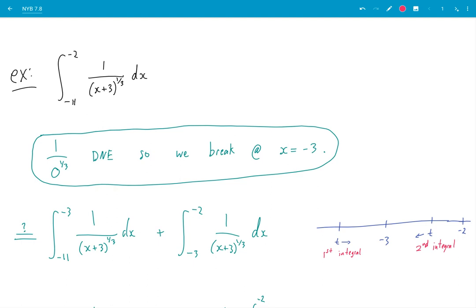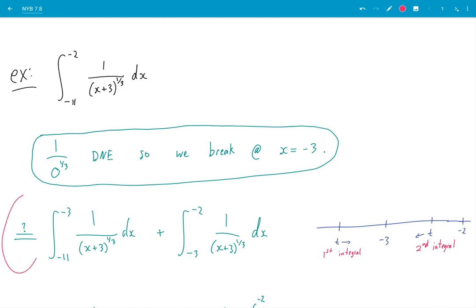Okay, pause and copy all this. Now, we got a problem. Denominator could be 0. When is it 0? Minus 3. And where does minus 3 fall? Well, it falls between these two numbers. So we're going to break it out at minus 3, which we do here.